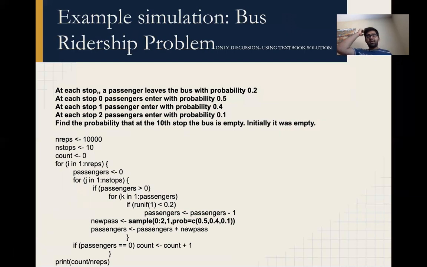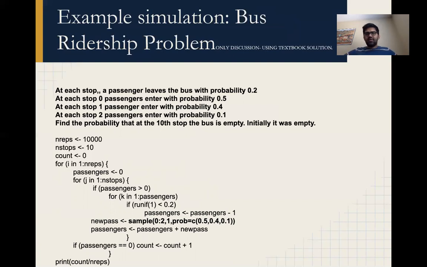The next question is a bus ridership problem that is again in the textbook, where they say that at each stop, a passenger leaves the bus with a probability 0.2. At each stop, 0 passengers enter with probability 0.5, 1 passenger with probability 0.4, and 2 passengers with probability 0.1, right? So there is a 20% chance that somebody would get off, 50% that no person would get on, 40% that only one person, and 10% that only two people would get on. Okay.